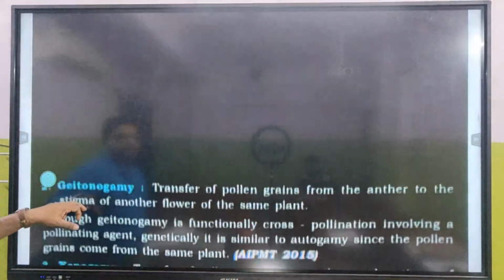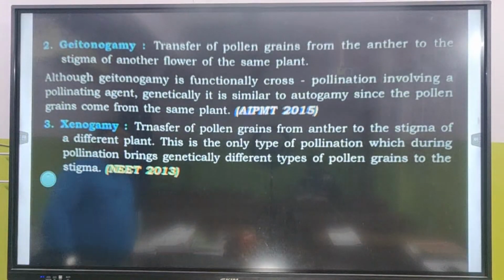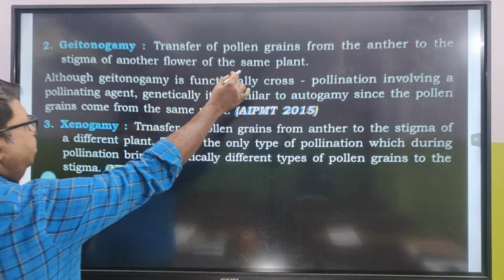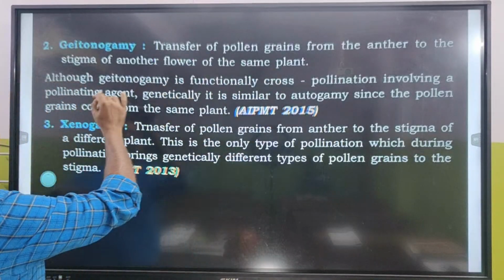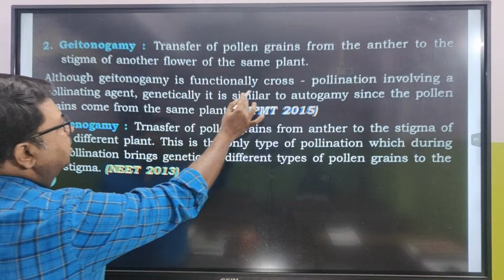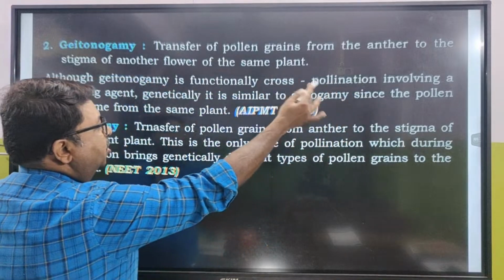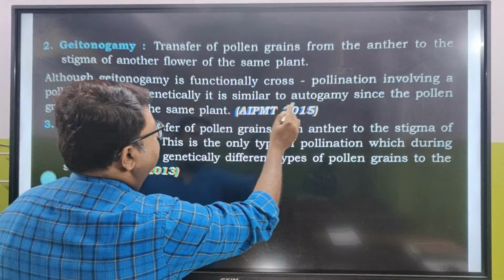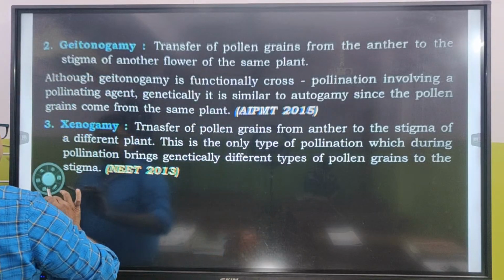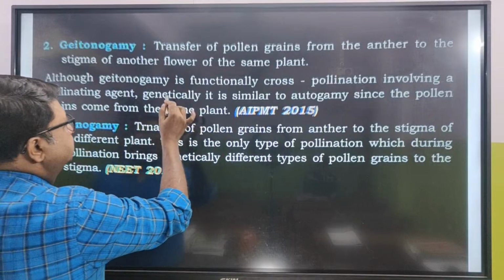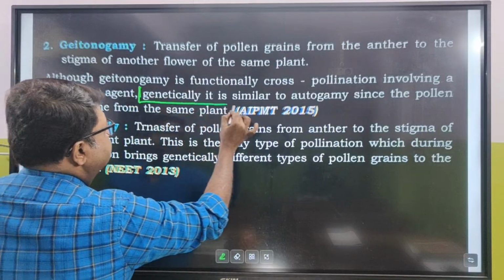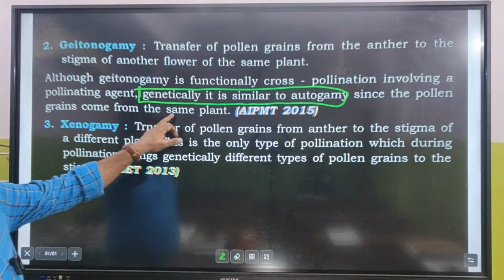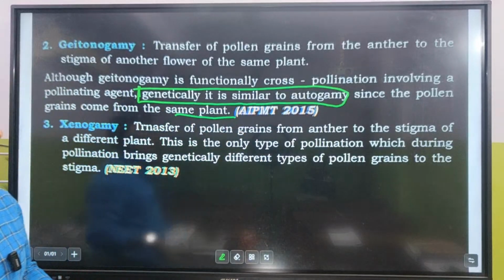फाइन, वेरी गुड. Geitonogamy: transfer of pollen grains from anther to the stigma of another flower of the same plant. सेम प्लांट होगा पर डिफरेंट फ्लावर में होने वाला है. Although geitonogamy is functionally cross pollination, देखने में लगता है क्रॉस पॉलिनेशन हो रहा है, involving a pollinating agent, genetically similar, very very important. So geitonogamy में क्या होगा, it is going to be genetically similar to autogamy. क्लियर? Since the pollen grains come from the same plant, इसलिए जेनेटिकली सिमिलर होगा.